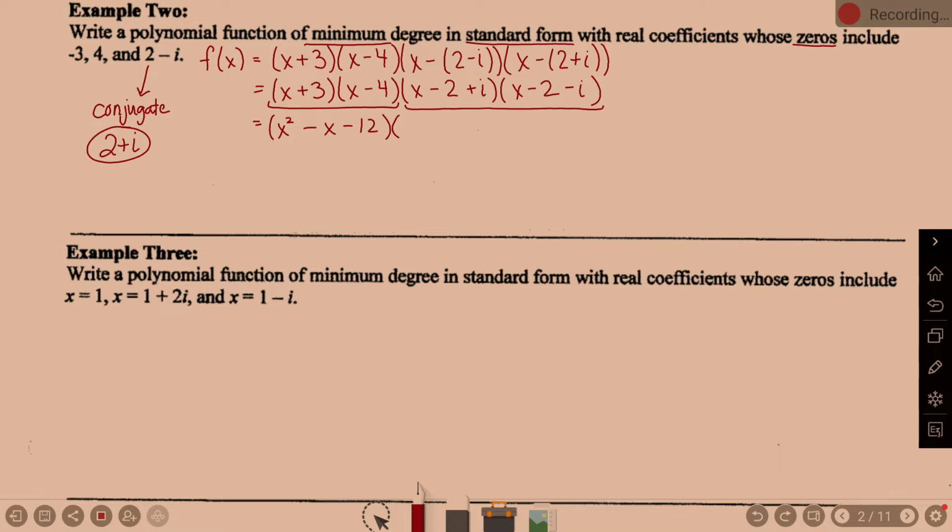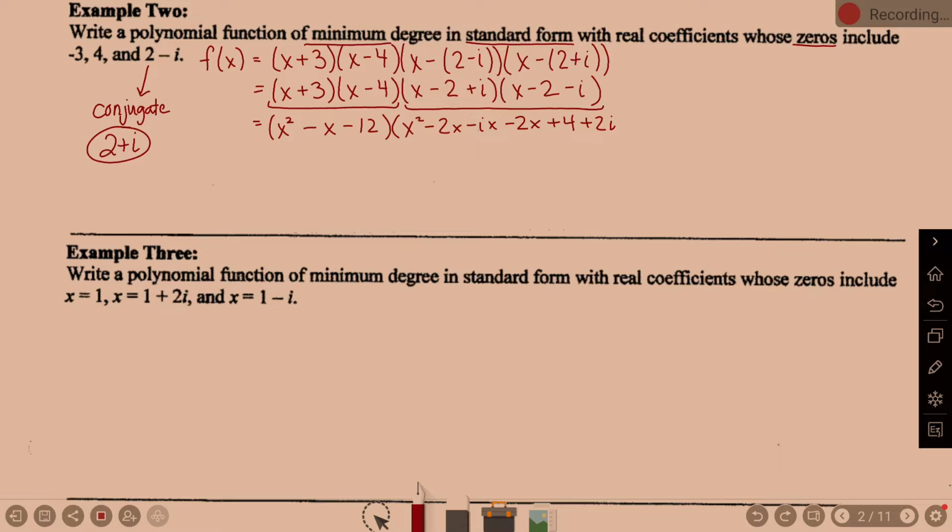Okay, you ready? I'm going to take x in the first parenthesis times everything in the second parenthesis. So x times x, x squared. x times minus 2, minus 2x. And x times minus i, minus ix, if you will. Then I'm going to take that negative 2 and multiply it by everything in the second parenthesis. So negative 2 times x, negative 2x. Negative 2 times negative 2, plus 4. Negative 2 times negative i, plus 2i.